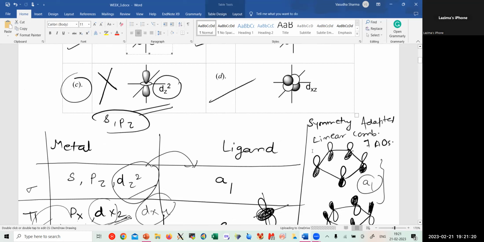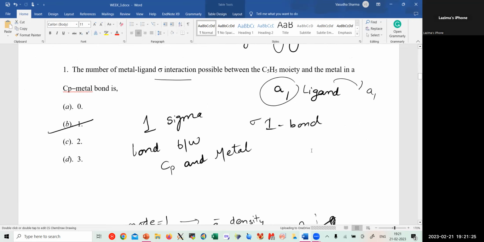Now the next question was, how many metal-ligand sigma interactions are possible in the C5H5 moiety and the metal? We have already seen that one sigma bond is possible in the case of Cp. If you go back and see the molecular orbital diagram, there's only one bond possible, which is even weak, because metallocenes tend to form a conical shape. Your ligand orbitals are at the periphery of the cone, whereas the metal is in the center. So the interaction becomes almost perpendicular. They are not parallel to each other and don't overlap much. That's why the sigma bond becomes the weakest.